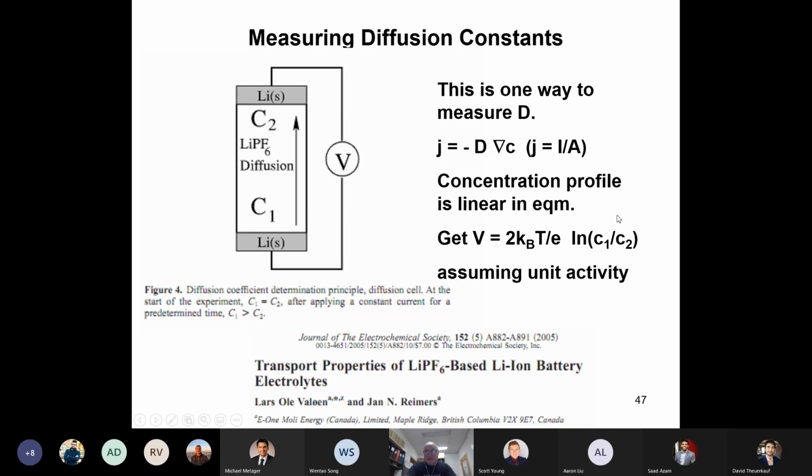It's given by this. Okay, so I'll remind you that kT over e is 25 millivolts. So 2 times 25 millivolts is like 50 millivolts. So if this ratio of C1 to C2 is 2.78, or the value of e, the log of e is 1. So these voltages you're going to measure are things the order of 50 millivolts or so. So to do this experiment, you have to measure things pretty accurately.